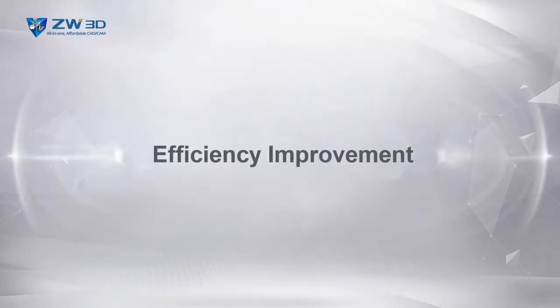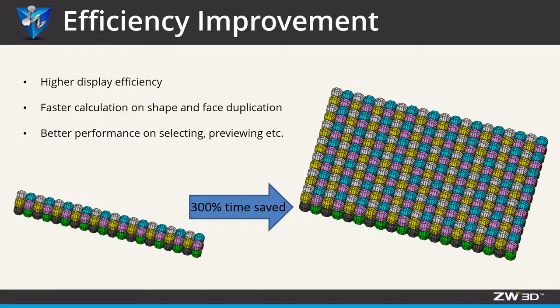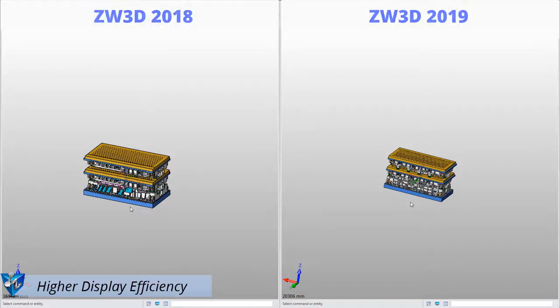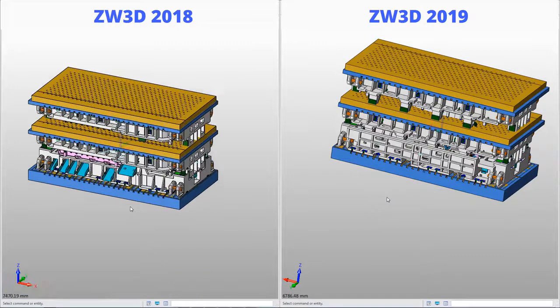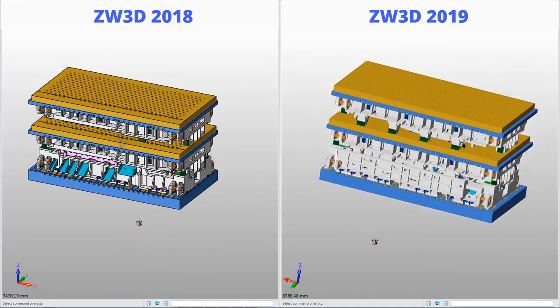Efficiency improvement. The optimized algorithm not only delivers a better performance on display, but also raises calculation speed on shape and face duplication. What's more, it shortens response time on selecting or previewing, especially for a large assembly. First, let's compare the display efficiency between ZW3D 2018 and ZW3D 2019.